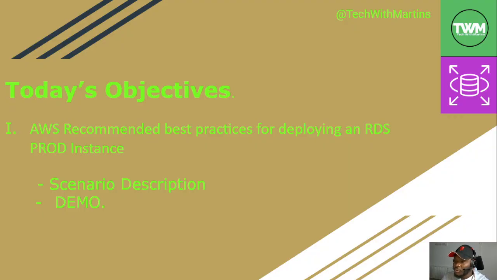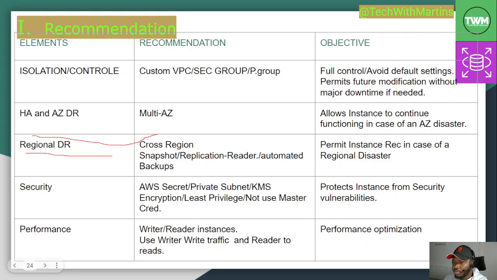We'll be looking at the recommendations by AWS as far as deploying a production RDS instance is concerned. It could be a Postgres RDS instance, any relational database instance that is supported by Amazon Web Services. Let's move in.